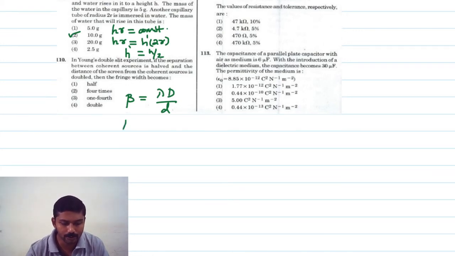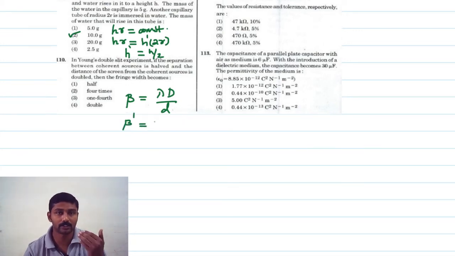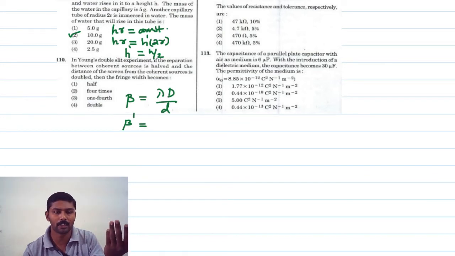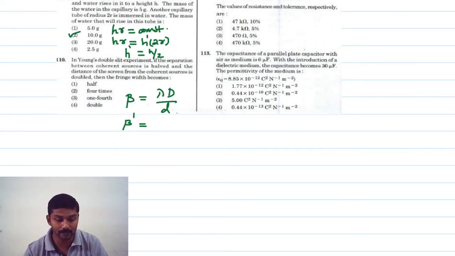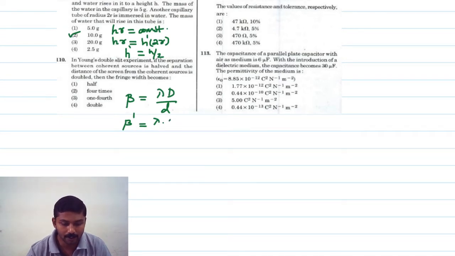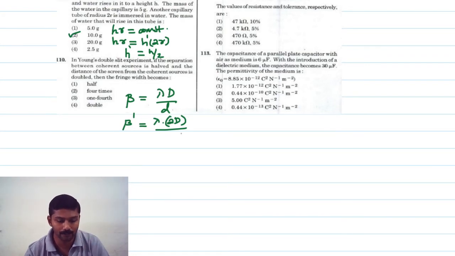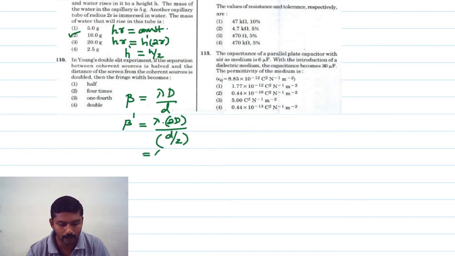So when you substitute it, let's put it as beta dash, which is called the new fringe width, which is equal to lambda of the light, which remains the same. Then the separation becomes 2 times the original separation divided by the distance between the slits being halved, that means d by 2, which will go up. This will go up, giving you 4 times lambda capital D by small d, which will be 4 times the original value, 4 times beta.